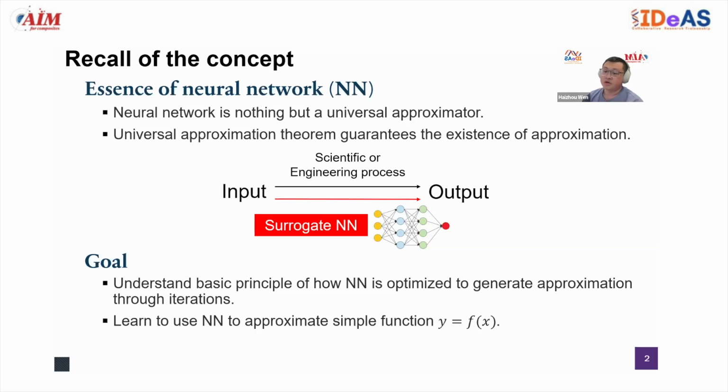So we are going to find out the basic principle that allows those weights and biases to reach their optimal values. In that way, we would have a deeper understanding of NN approximation. After that, we're going to learn how to use Python to approximate a simple function, and what are the most important factors or parameters we should pay attention to when we are tuning our NN approximation.